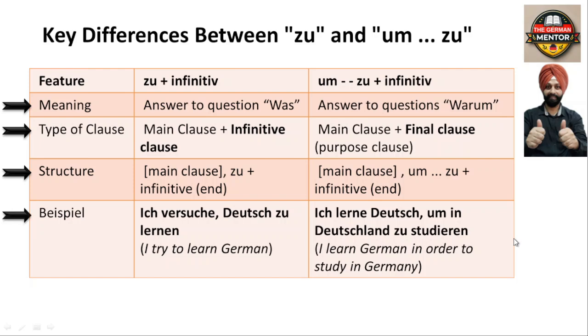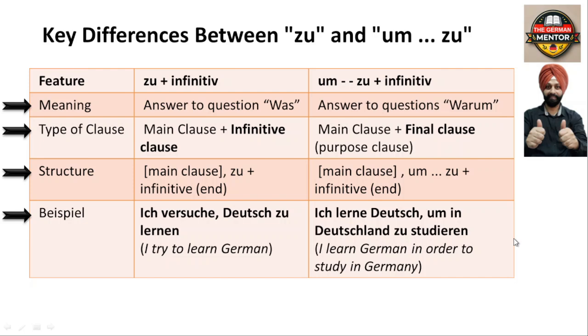For example, Beispiel, zu plus infinitive: ich versuche Deutsch zu lernen. I try to learn German. Suppose somebody asks me, was versuchen Sie? Then I can answer, ich versuche Deutsch zu lernen. I try to learn German, because I am answering a question with was. And in um zu plus infinitive, warum lerne ich Deutsch? Ich lerne Deutsch, um in Deutschland zu studieren. I learn German in order to study in Germany.